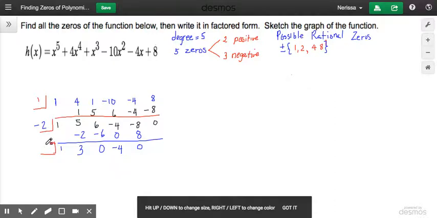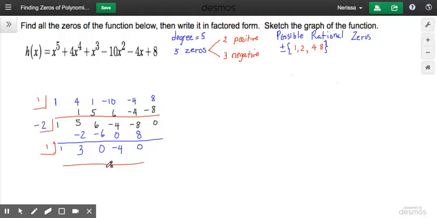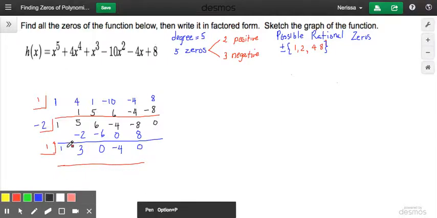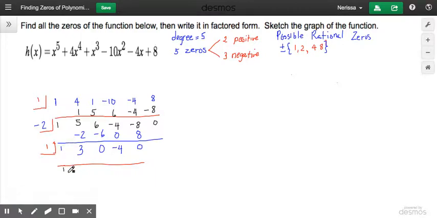So let's say, is 1 going to work? Is 1 a 0 again? Or is 1 going to be a 0 for the second time? So let's find out. So bring down 1. 1 times 1 is 1. 3 plus 1 is 4. 4 times 1 is 4. 0 plus 4 is 4. 4 times 1 is positive 4. And we found a 0.